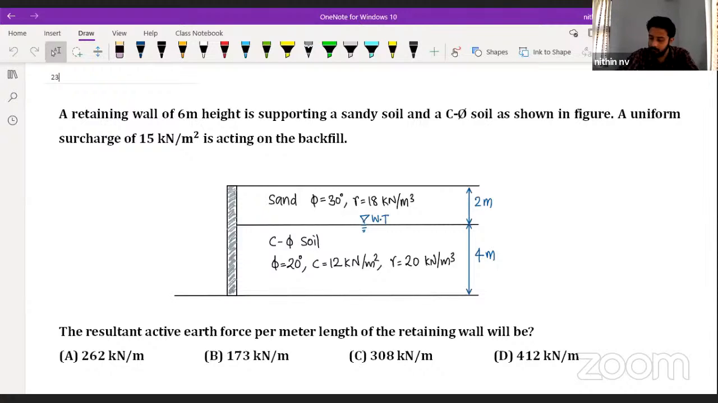Prachi, I didn't get what you're asking. Factor of safety 1/2.